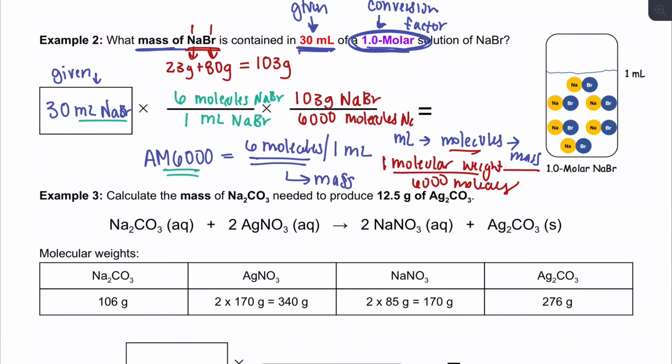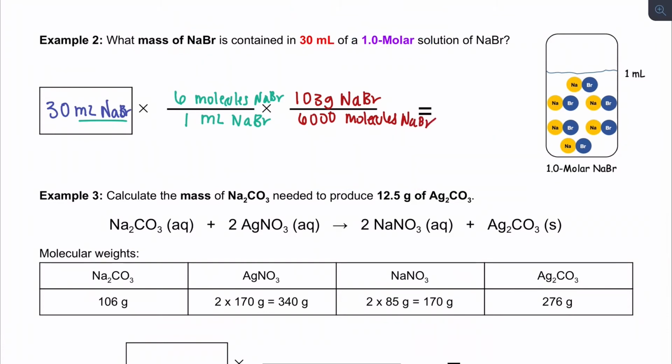of sodium bromide. So now we can check to make sure we put all of our conversion factors in correctly by canceling. Milliliters sodium bromide cancels with milliliters, molecules cancels with molecules, and we're left with grams of sodium bromide, which is what the question's asking for, mass. So that should be the last one that we have. It should be the leftover one.